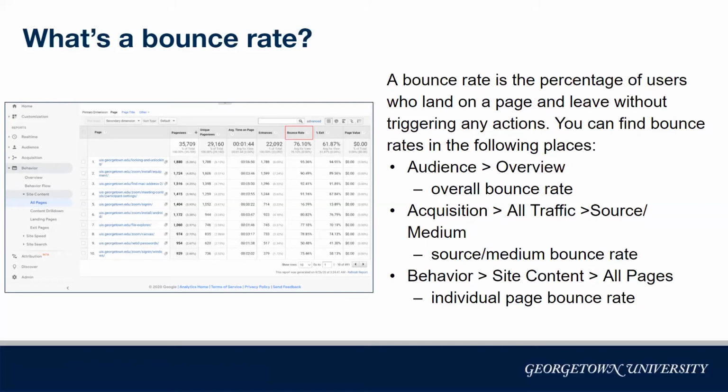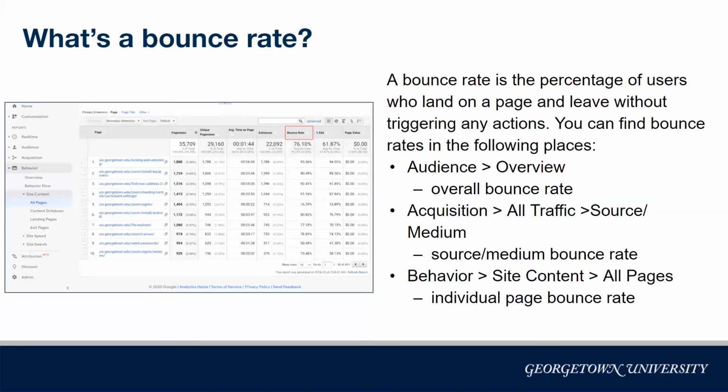And you can find the bounce rate in a few different places. You can find the overall bounce rate for your site in the audience report by going to Audience and Overview. To find the bounce rate for a specific source or medium, you can go to Acquisition, All Traffic, and then Source Medium. You might want to know what the bounce rate for a source or medium is because it can help you identify a disconnect between the content on your site and where your users are coming from. So for example, say you have a particularly high bounce rate from referrals coming from Facebook. This might mean that there's a disconnect between the content that you're putting on Facebook and the content that your users are expecting to find on your site. So looking at the bounce rates for sources and mediums is a great way to identify these kinds of gaps.